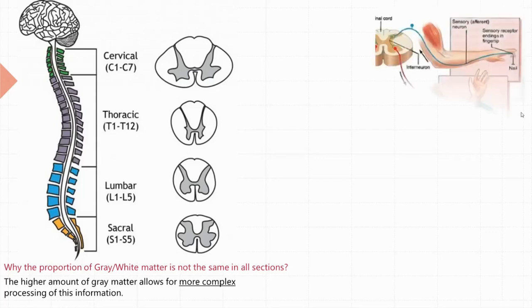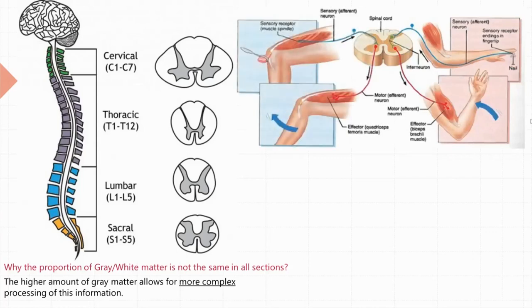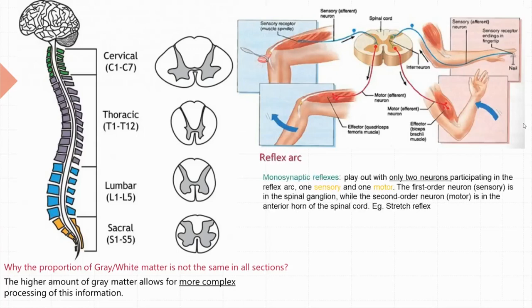And now we have to say some words about the reflex arcs. As you know, we have two types. We have the monosynaptic and the polysynaptic. Monosynaptic reflexes play out with only two neurons participating in the reflex arc. One is sensory and the other one is motor. The first order neuron is always sensory. It is in the spinal ganglion. And the second one is motor, and it is in the anterior horn of the spinal cord.